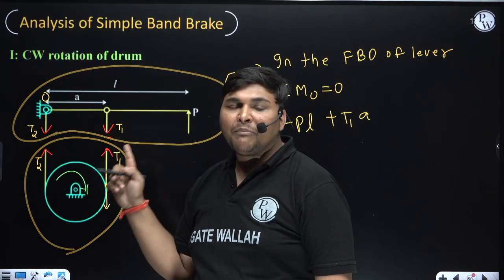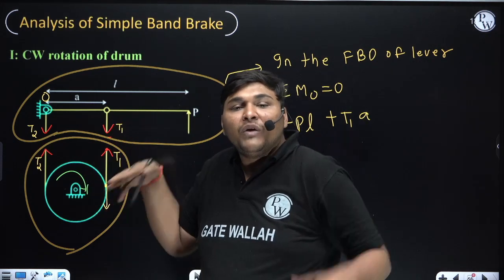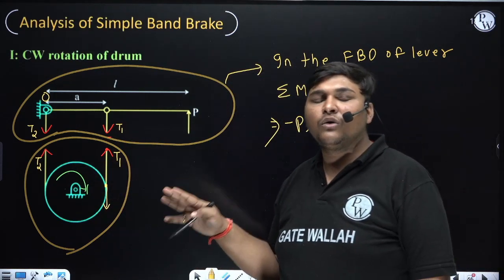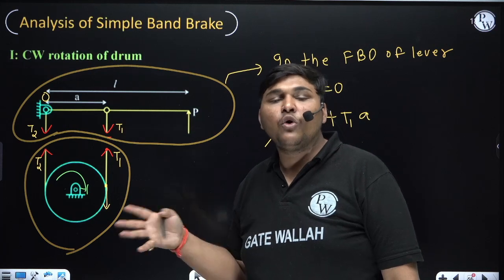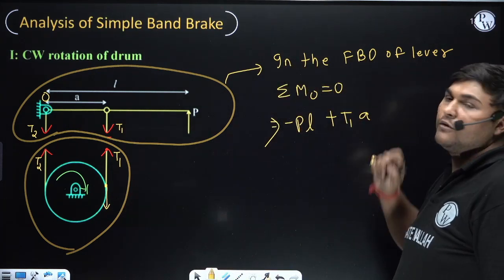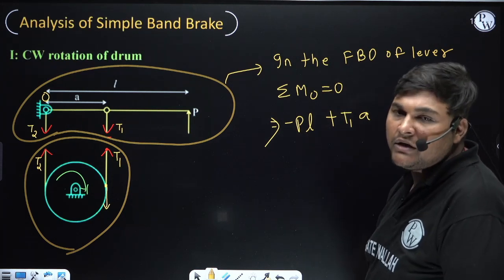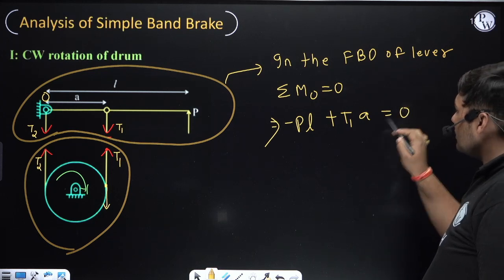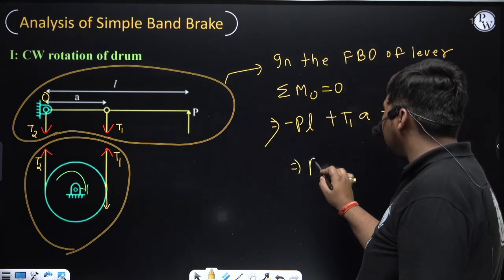So the perpendicular distance of the reactions at O will be 0 from O, which means the moment of the reaction at location O about O will be 0. That's why we are taking net moment about fulcrum O, because the moment of the reaction of the hinge point about O will be 0. So it is net moment about fulcrum O.